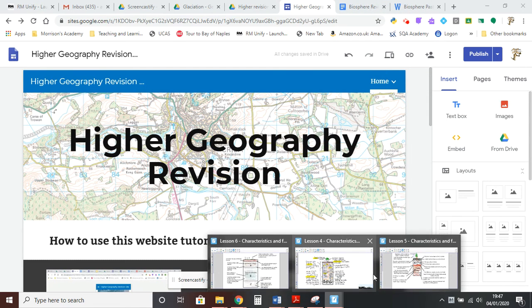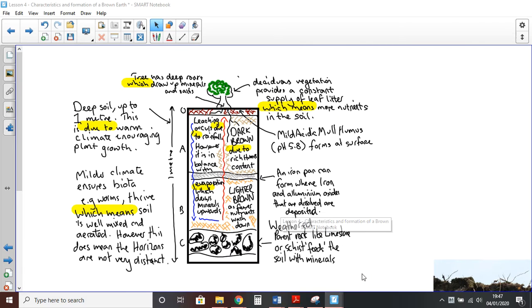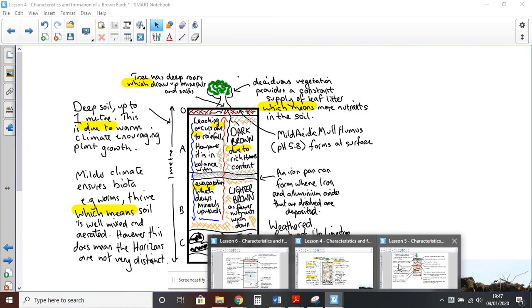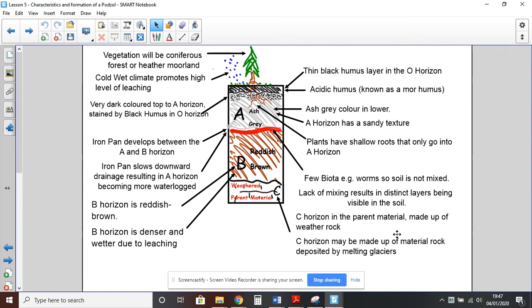Now, the first thing I would encourage you to do when answering this question is to actually revise the video or the answer for drawing and annotating a diagram to show the characteristics of a Podsol. Because in that, you've actually got all of the descriptive statements, which will help you answer a question that asks you to draw and annotate a diagram, but also forms the foundation for the answer I'm about to talk you through. Okay.